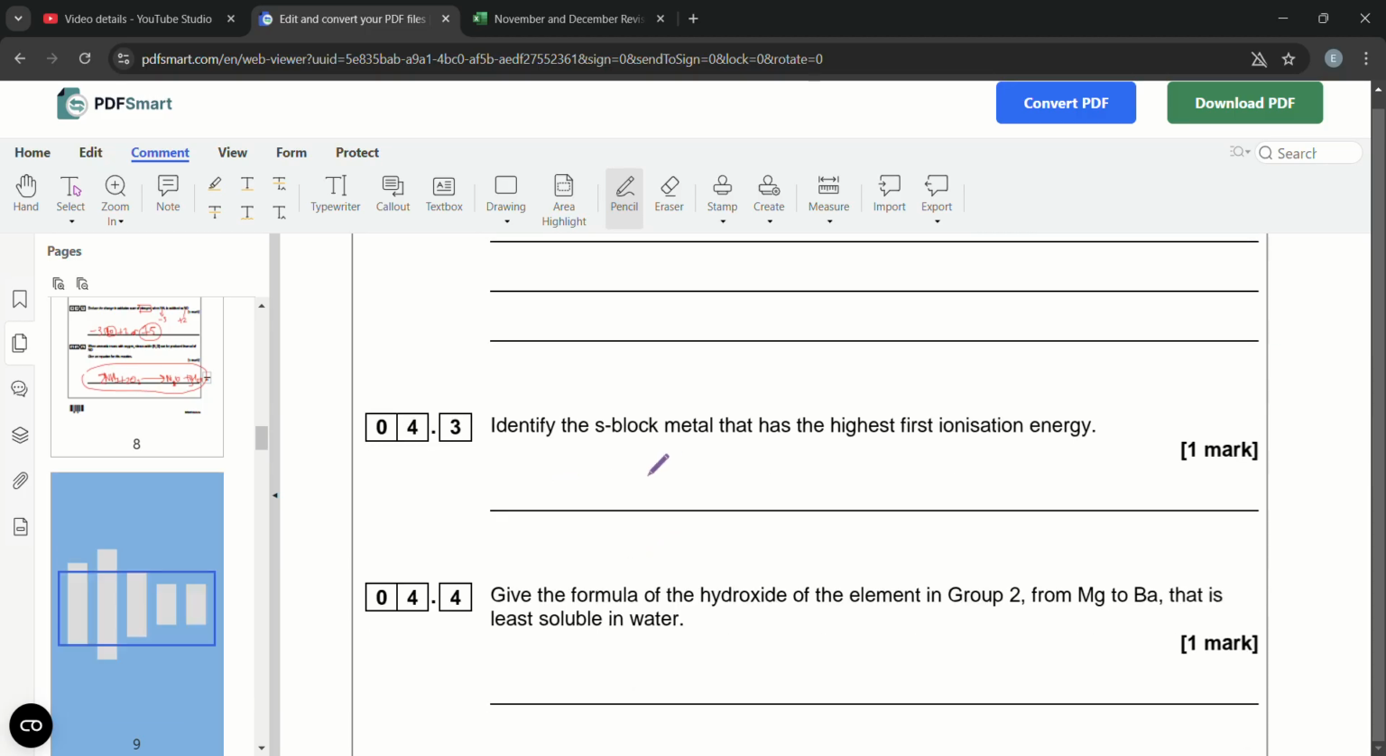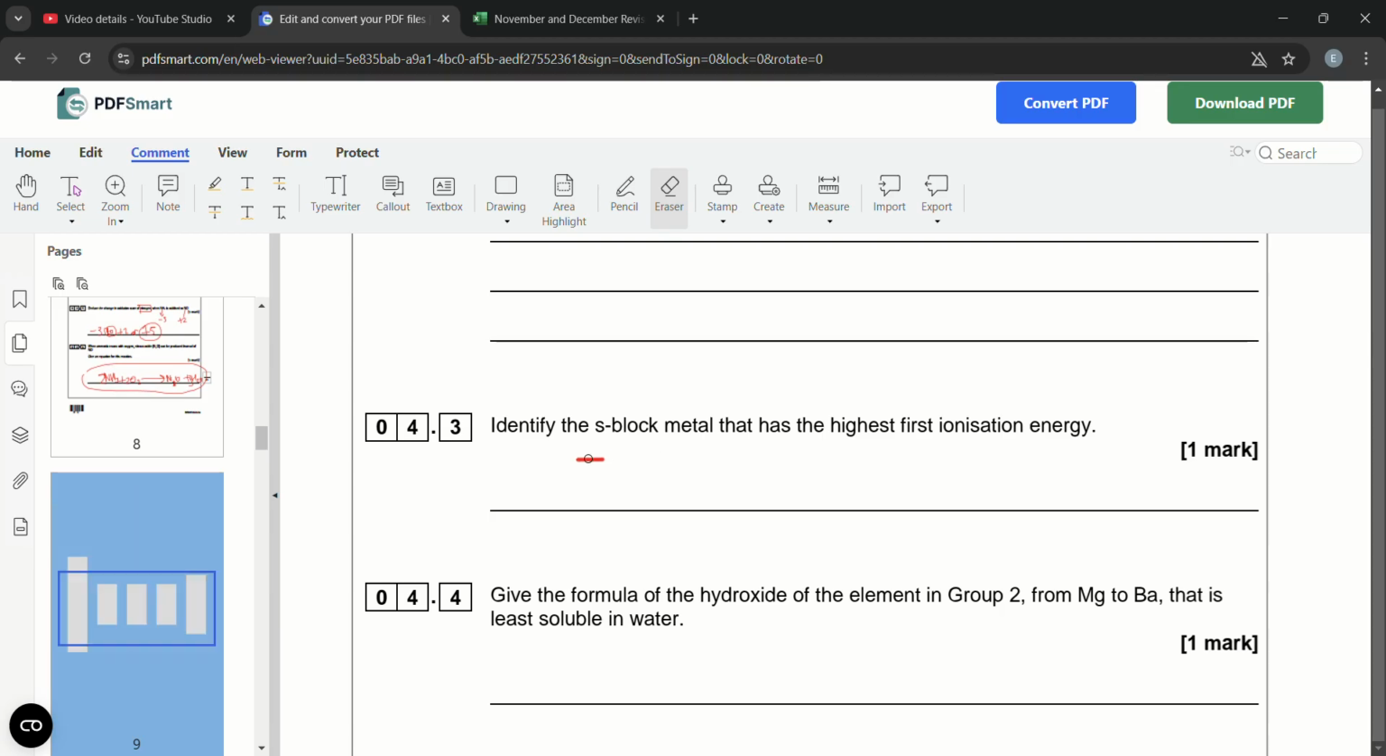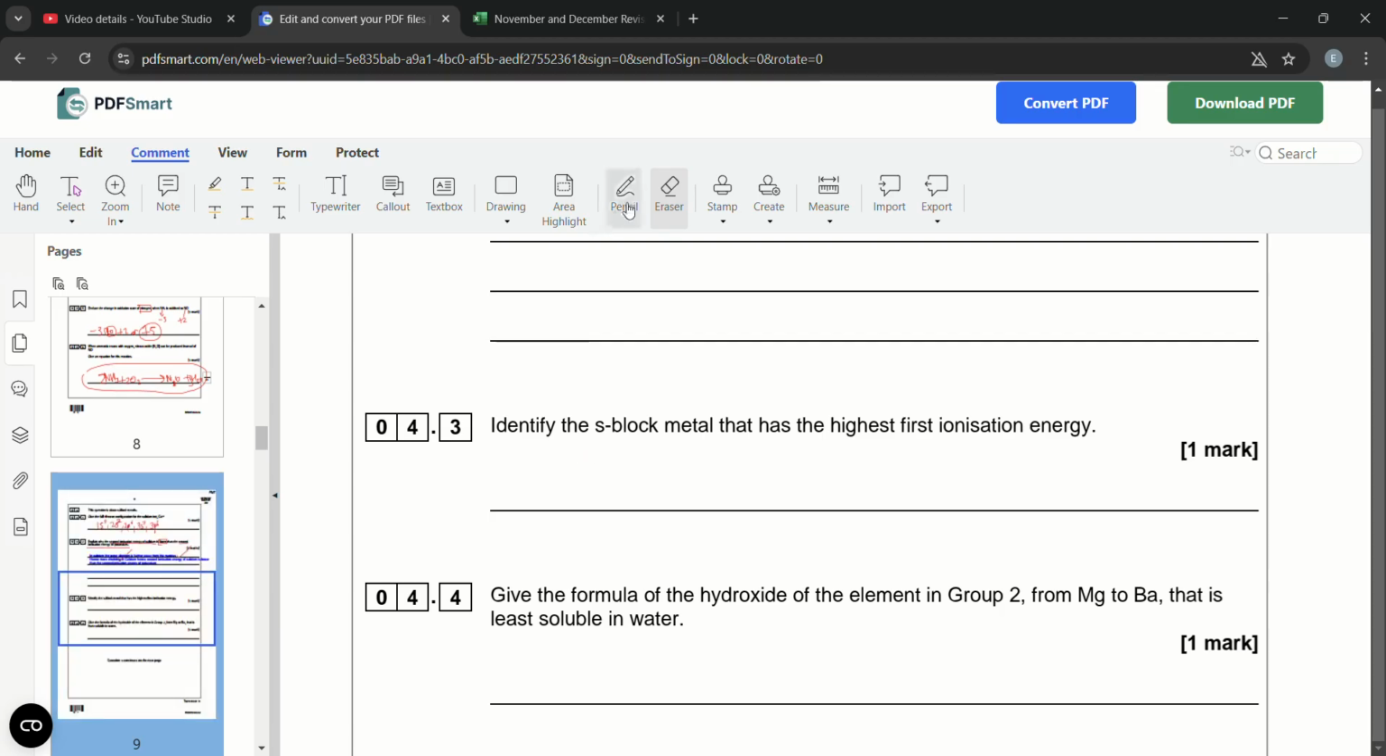Identify the S block metal that has the highest first ionization energy. And for this topic on ionization energies, I guess you could just memorize beforehand the S block metal with the highest first ionization energy, and the lowest first ionization energy, and do it for S, P, D, and F. The S block metal with the highest first ionization energy is Be, beryllium.